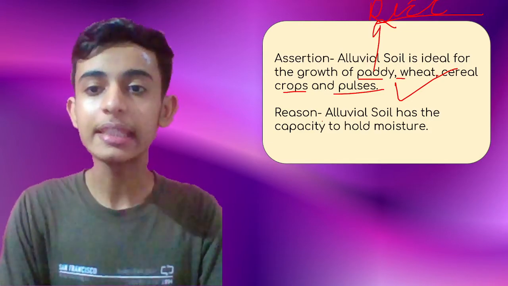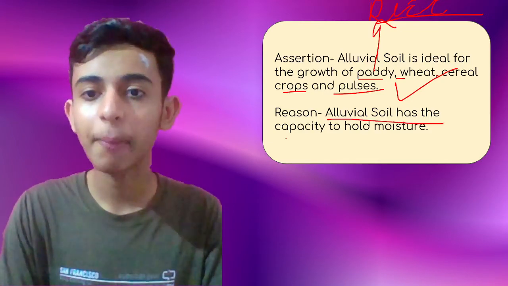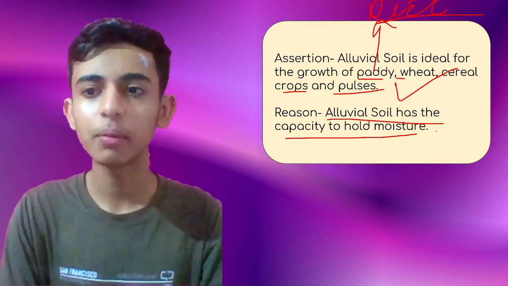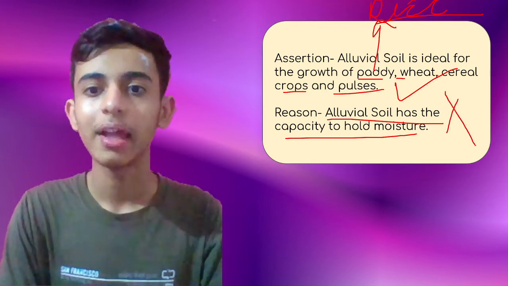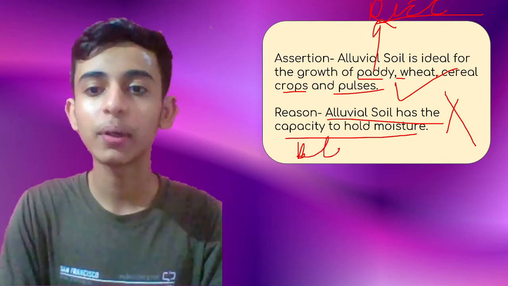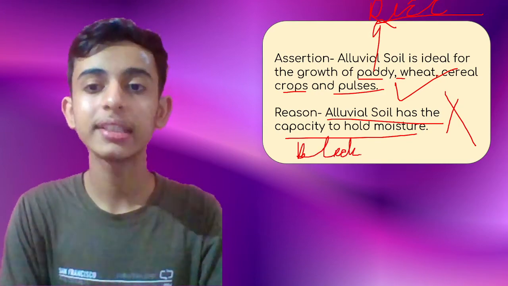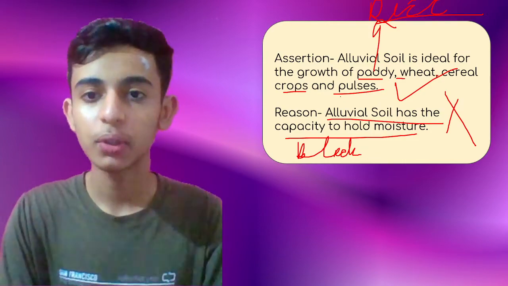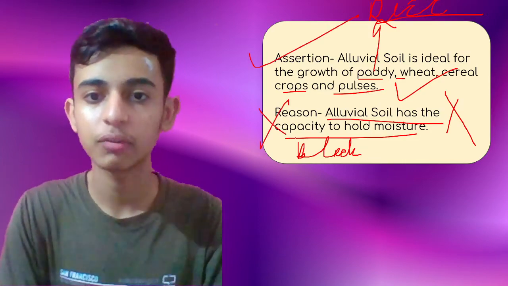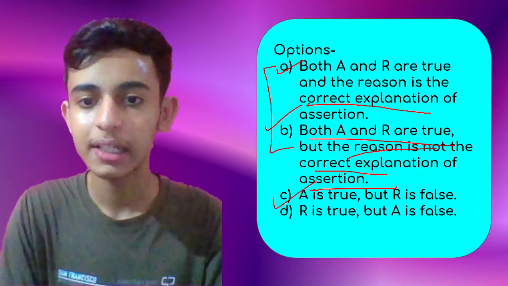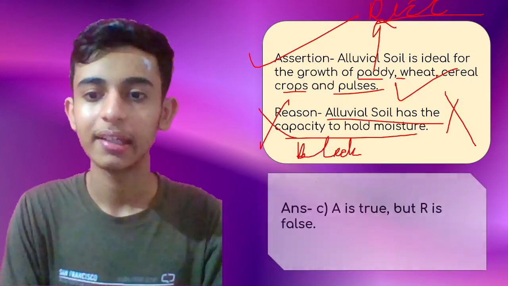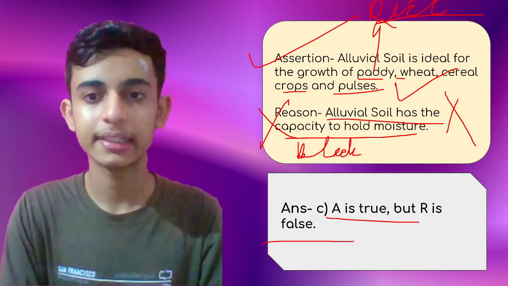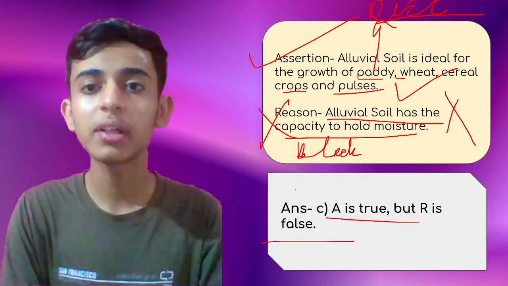Reason says alluvial soil has the capacity to hold moisture. Do you think alluvial soil can hold moisture? No, that was your black soil. Black soil has the capacity to hold moisture, alluvial soil doesn't. So your assertion is true, reason is false. So which option should be the correct one? C. So the assertion is true but reason is false in this case. Understood? This was easy because one of them is false.